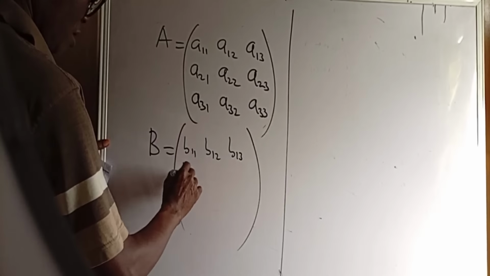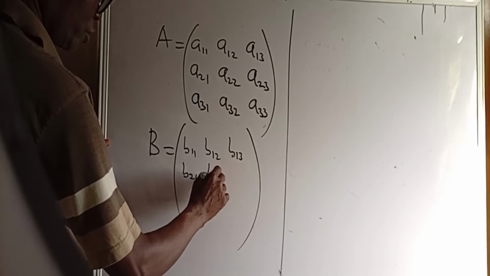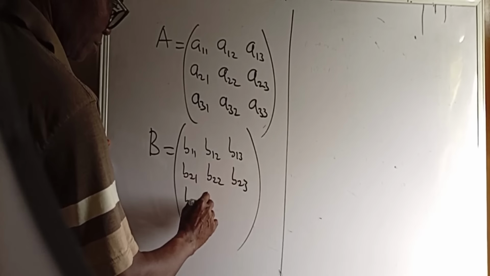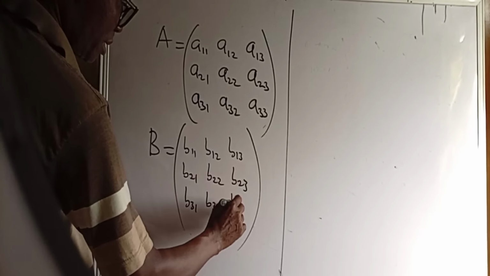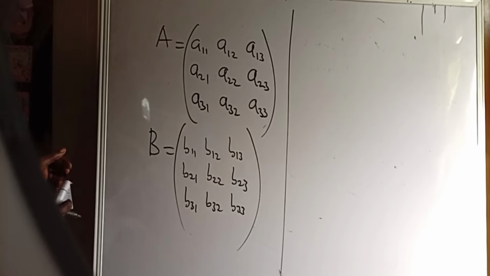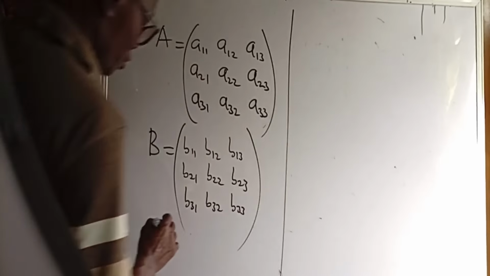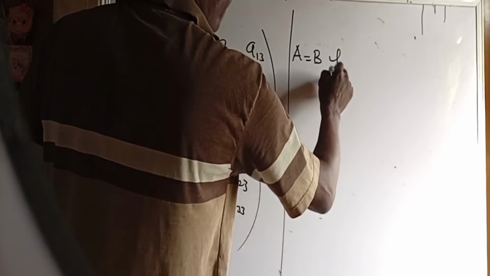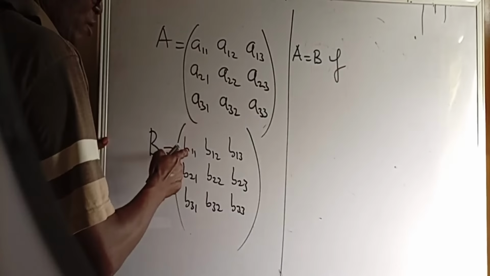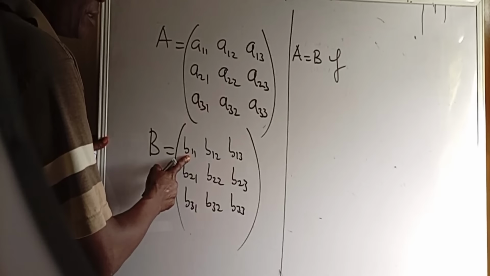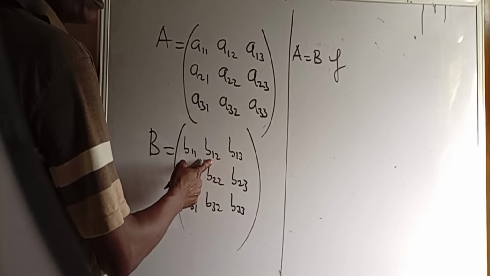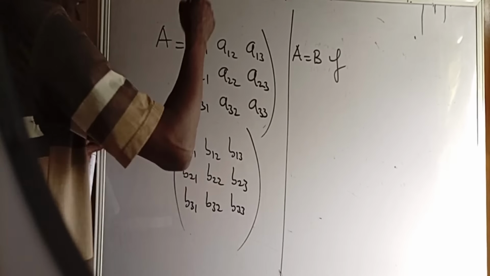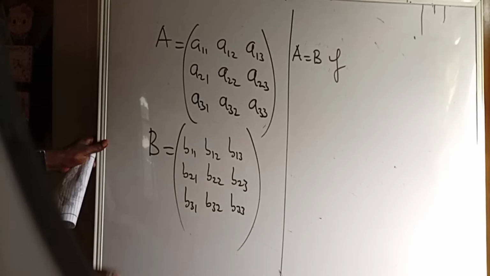Good. B21, B22, B23. Fine. B31, B32, B33. Beautiful. Now, matrix A is equal to matrix B if A11 is equal to B11. That's just it. A12 is equal to B12. A13 is equal to B13. So just when the corresponding entries are the same.